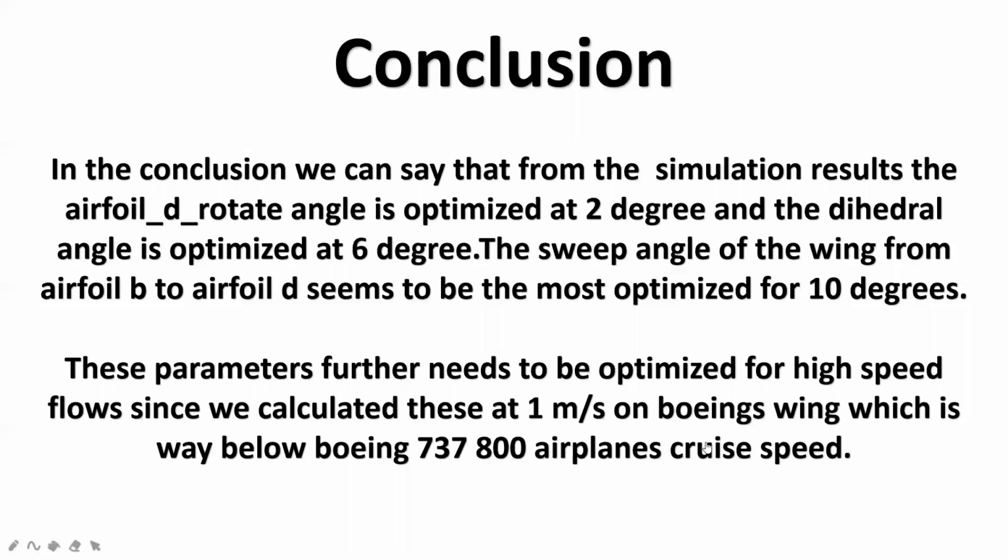Okay, so in conclusion, we can say from the simulation results that the airfoil lead rotate angle is optimized at 2 degrees and the dihedral angle is optimized at 6 degrees. The sweep angle of the wing from airfoil B to airfoil D seems to be most optimized for 10 degrees. These parameters further need to be optimized for high speed flows, since we calculated these for 1 meter per second on a Boeing wing, Boeing 737, which has a very high cruise speed. It has, I think, a Mach number of 0.8 at cruise speed. So we need to further calculate for high speed velocities to find the most optimized wing.